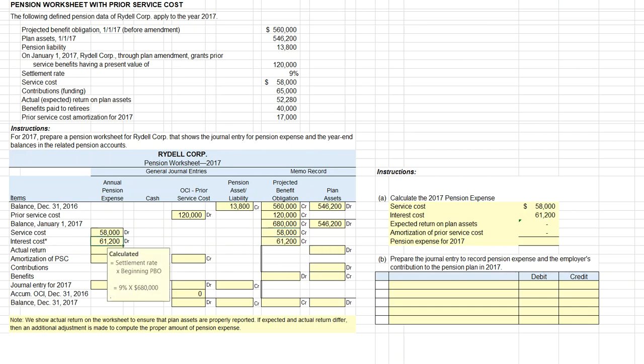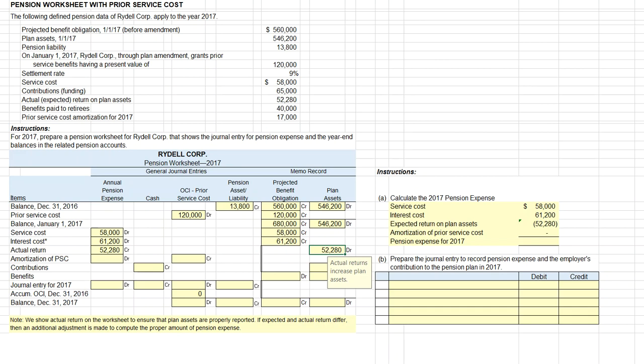Our interest cost for the period is calculated as our settlement rate, which we're told is 9%, times our $680,000 adjusted beginning pension benefit obligation. And of course, our interest cost increases our projected benefit obligation. Our actual return, we are told, is the same as our expected return, and it's $52,280. Our actual return increases our pension plan assets.